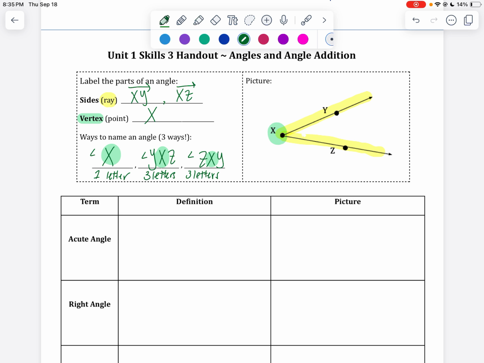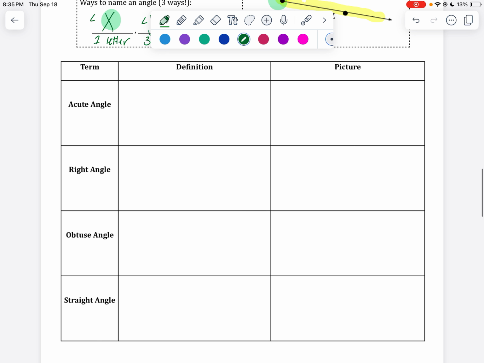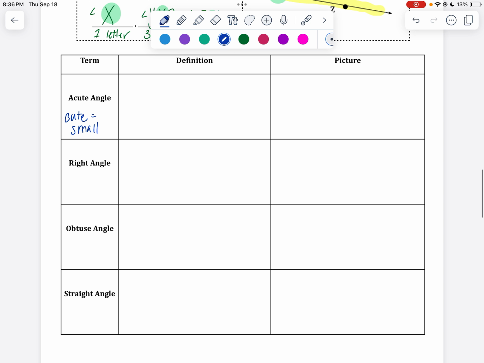Alrighty, let's go ahead and talk about the 4 different kinds of angles. And this is what we learned today. We have the acute, the right, the obtuse, and the straight angle. Let's start with acute. Now remember, an acute angle is super, super cute, which means it's very small. The definition for an acute angle is that it is going to be angles less than 90 degrees.